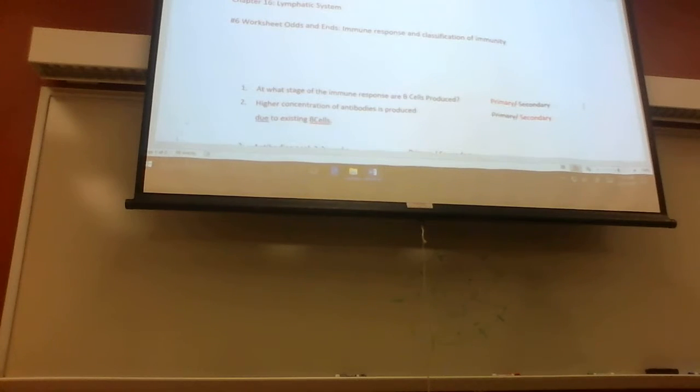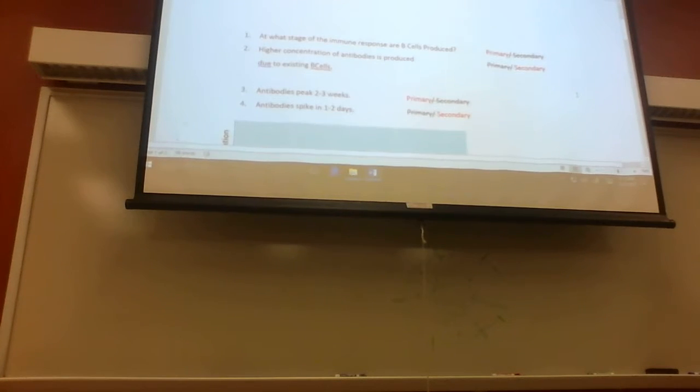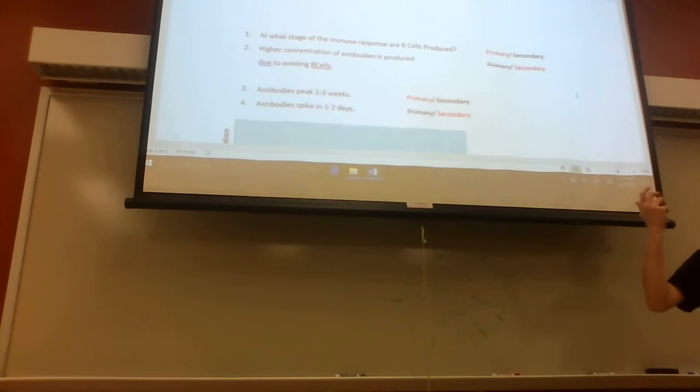Okay, so this next worksheet is going to go over basically the odds and ends. So this is the things that don't really have to do with the cells. This is more of like the vocabulary, how the immunity kind of works. So this first portion is, so we talked about innate immunity and specific immunity. The primary and secondary immunity are different ways of how it works.